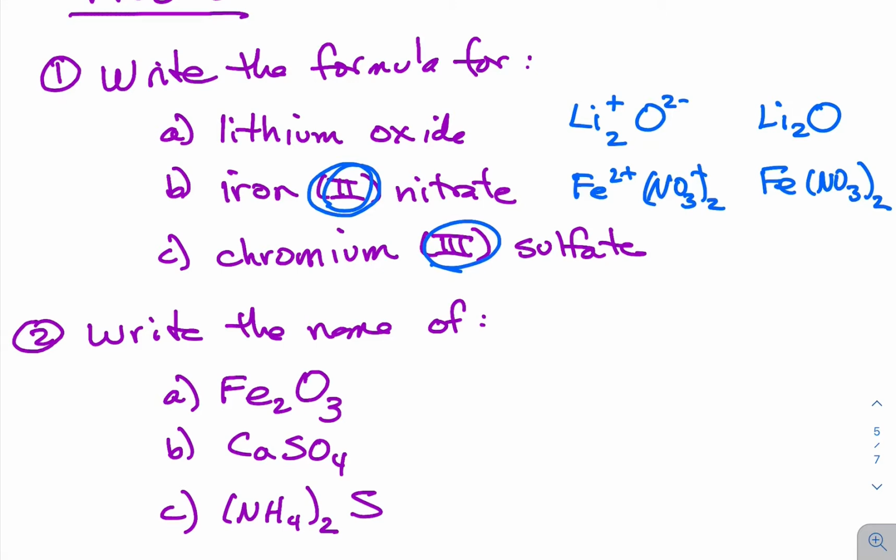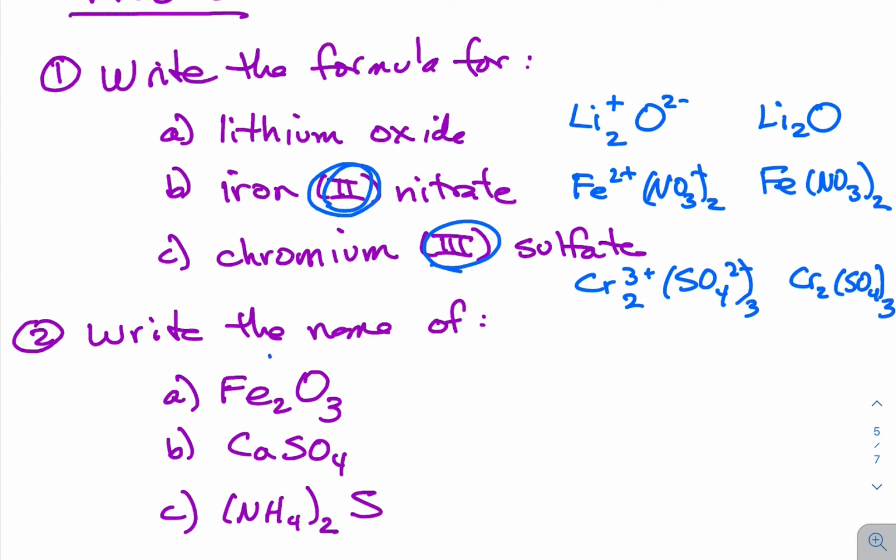Chromium, Roman numeral 3 sulfate. Well, the chromium is going to have a 3+ charge. Sulfate, as we just went over, is SO4, 2-. We have a 2 and 3 situation again. We're going to solve it like that, like we keep doing. So Cr2(SO4)3. Right?